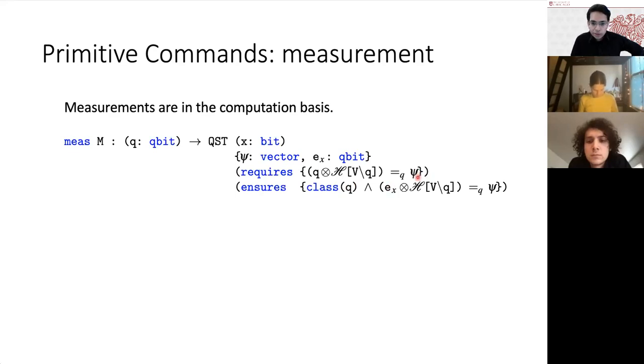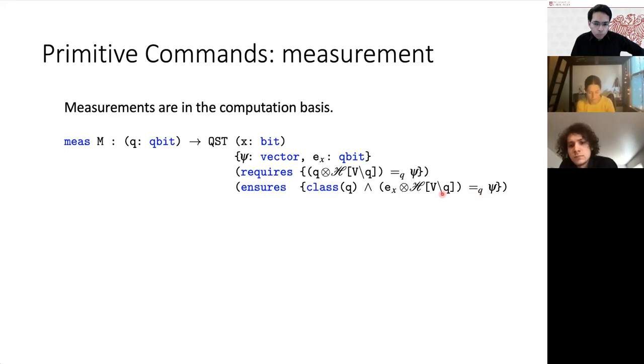So let's read the right part first. This is saying that if the overall system is in the state psi, and here's a partition we are considering, where Q is considered separately from the rest of the system by this notation, where we are saying if V is the set of all qubits, we remove Q and take the state space associated to that. If that is psi, in the post condition, we will replace this Q with the entangled ghost variable, and the state will remain the same.